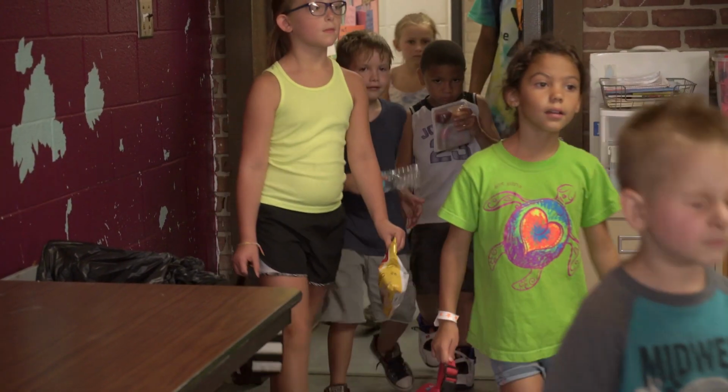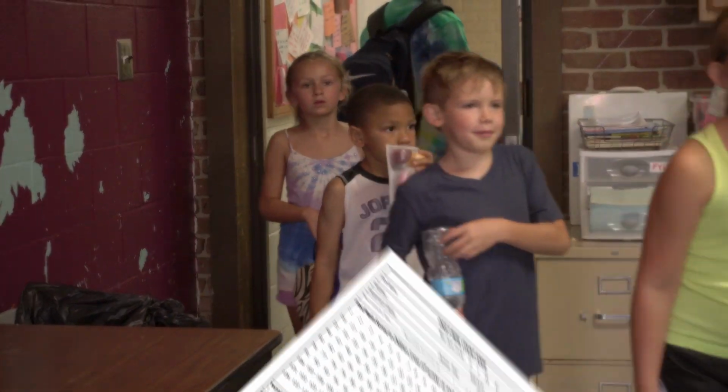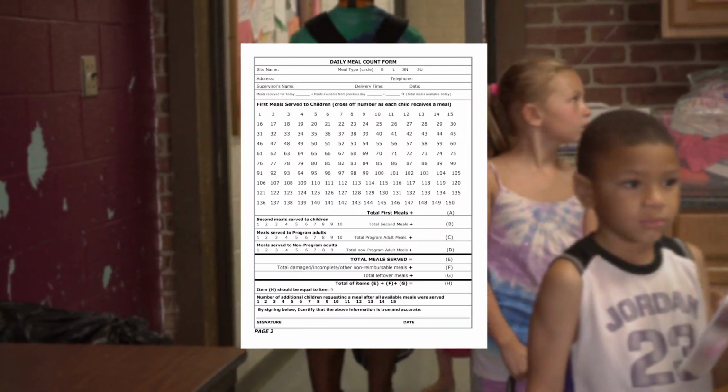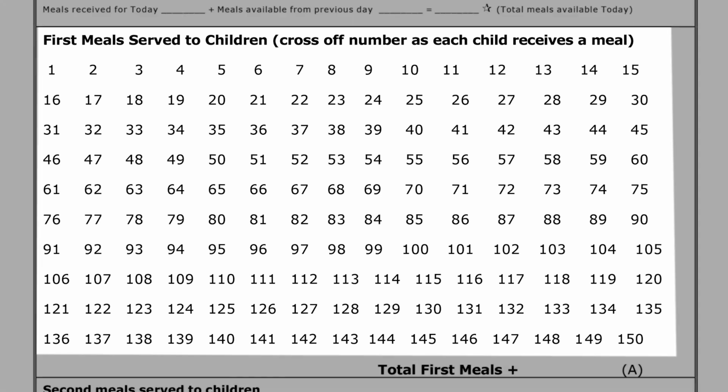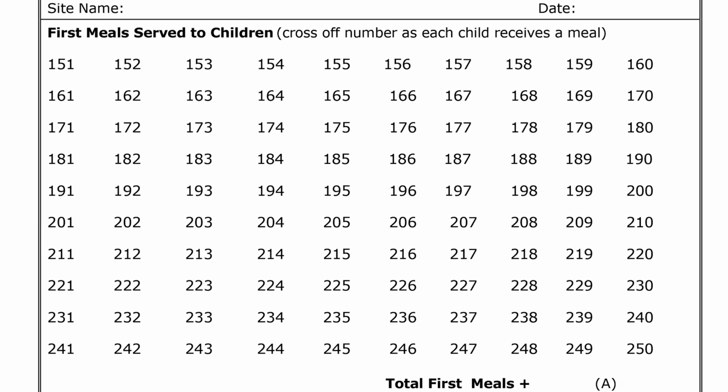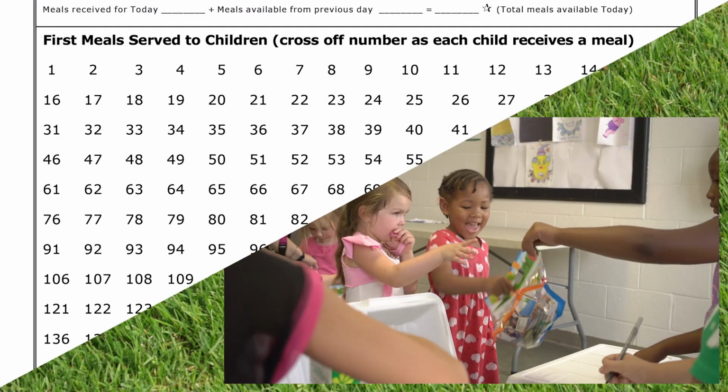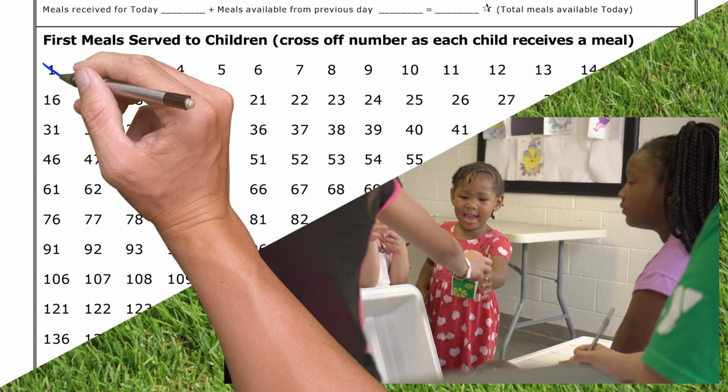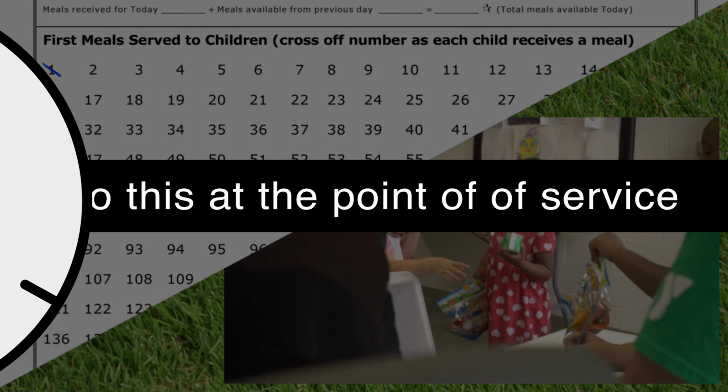Here come the kids! Now we count. There's room enough on the front to count 150 kids. If you turn your meal count form over, there is room to count for an additional 100 kids. Each time you serve a meal, you'll put a slash through a number with your pen. Remember to do this at the point of service.